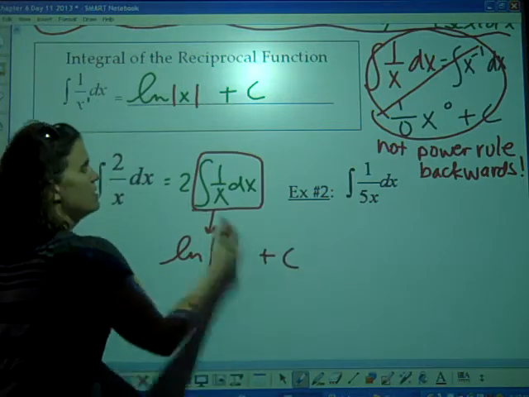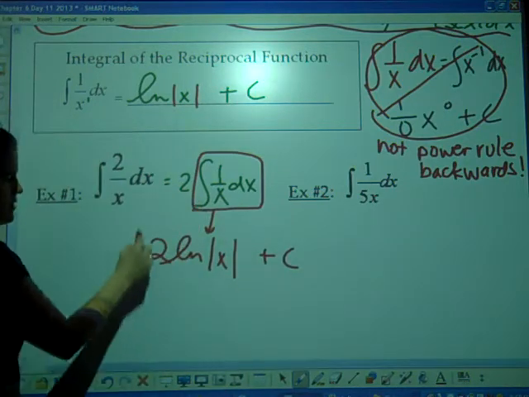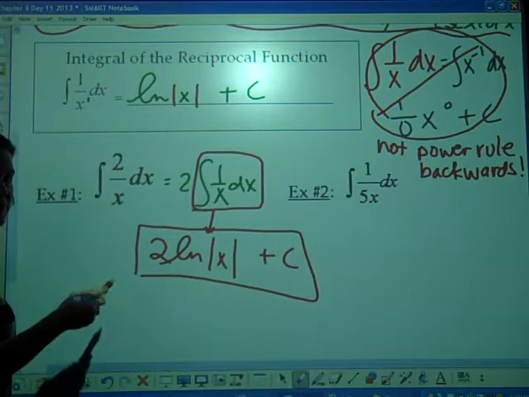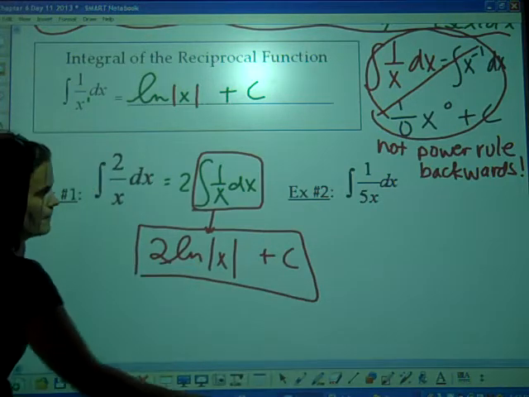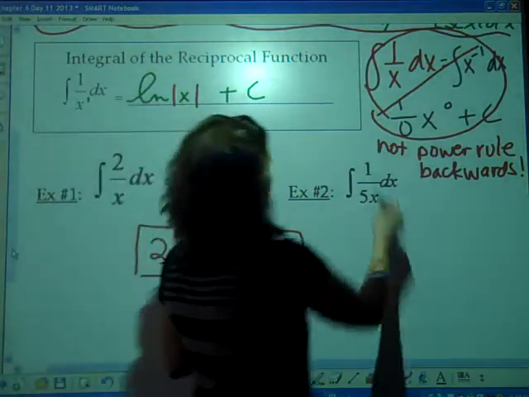Of course, plus c, and we have that 2 out in front, so you just throw the 2 out in front. So 2 times the natural log of absolute value of x, plus c. If you guys want to stop and try example 2, go for it.